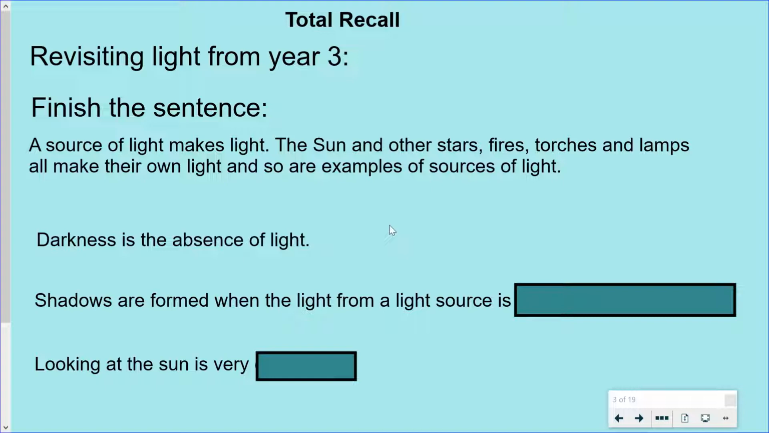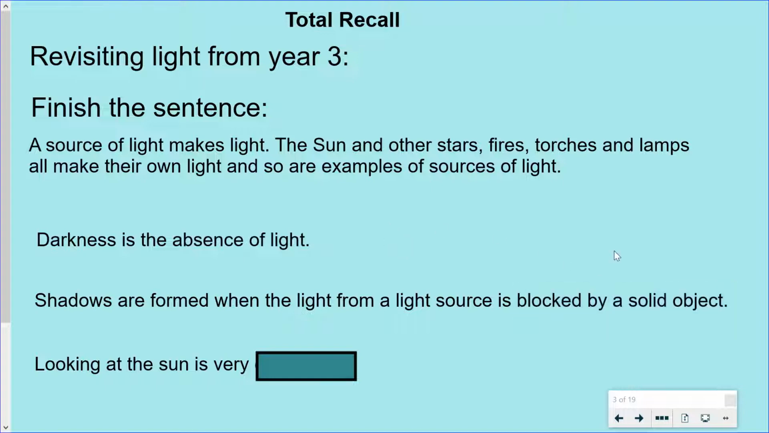That's actually been a total recall question before in our unit, last unit. Shadows are formed when the light from a light source is blocked by a solid or opaque object. And looking at the sun is very dangerous. Now pause and have a read of those again just to refresh your memory.